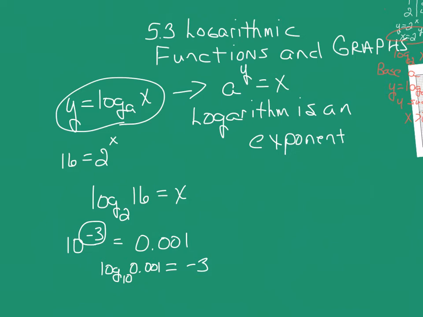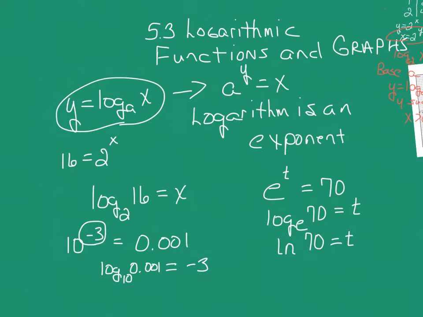If I had e to the t equals 70, if a logarithm is an exponent, then I could rewrite this as log base e of 70 equals t. Another way we could write this is the natural log. The natural log is base e, and we don't have to rewrite the e. On your graphing calculators or scientific calculators, you do see an ln. That is the log called the natural log with base e.